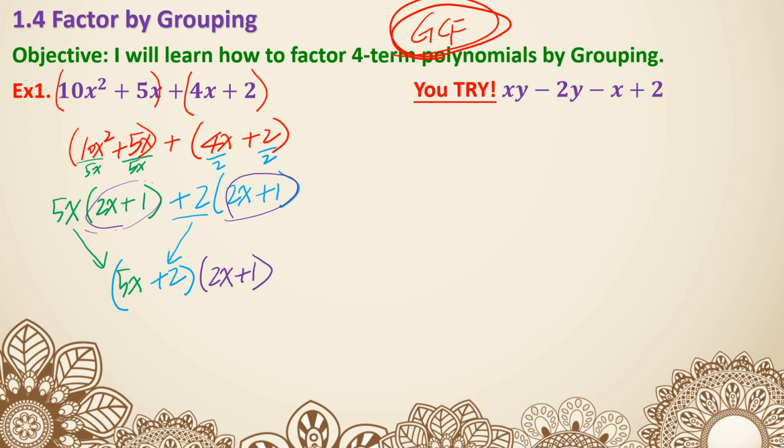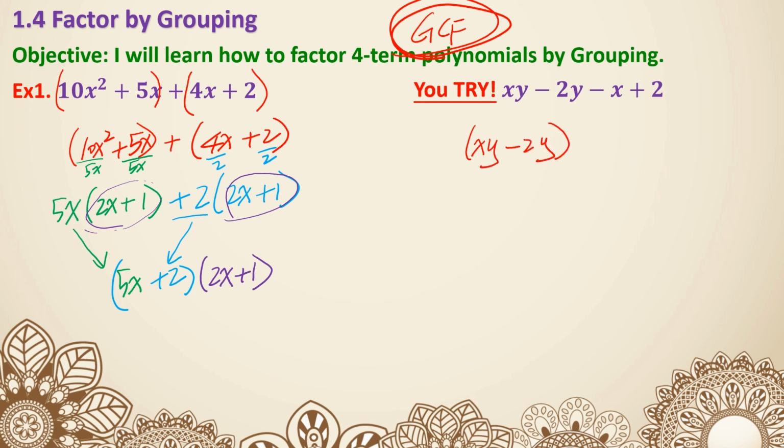Now you can try example 2. Let's go through the same process. First step, always check for GCF. There's no GCF in this case because not all the terms have x, not all the terms have y, and the numbers, they do not exactly share anything. So I can start grouping them together.